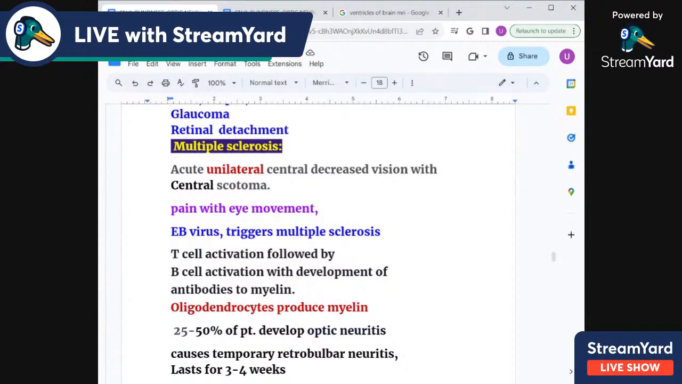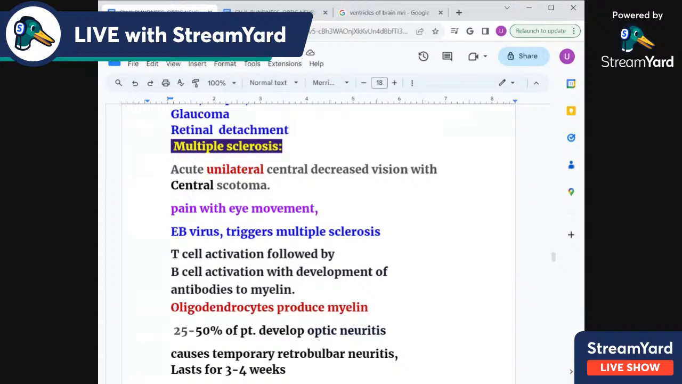Then let's discuss multiple sclerosis. That is a cause of optic neuritis. It may be unilateral, but may also be bilateral. But usually it's unilateral with central scotoma. Multiple sclerosis is an autoimmune disorder with T cell activation followed by B cell activation that produce antibodies that attack the white matter, the myelin sheath.